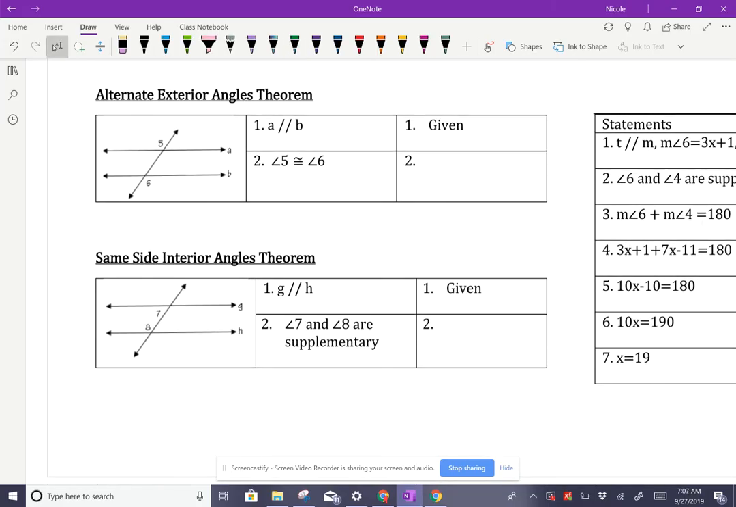All right, for our next one, the alternate exterior angles theorem, A and B are marked as parallel in our given, so we're going to mark that on our image. We're trying to prove that 5 and 6 are, in fact, congruent. So because these lines are parallel, and 5 and 6 are on the exterior of our parallel lines, and on alternating sides of our transversal, we can say by the alternate exterior angles theorem that this is true.